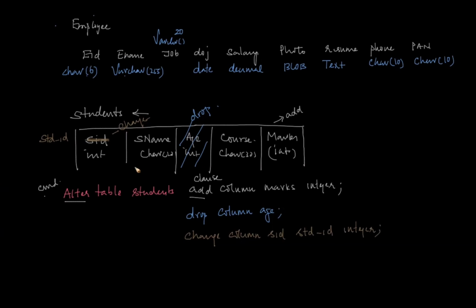Then finally, let us change the data type. I want to change char to varchar. So again, I will say alter table students. Now I will use the modify clause. Modify column student name, and give the new value that you want. You want this to be varchar of 30.